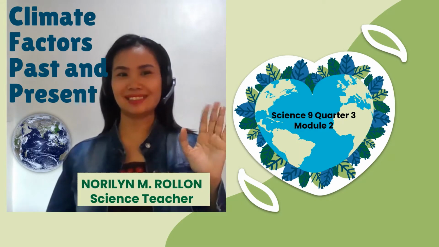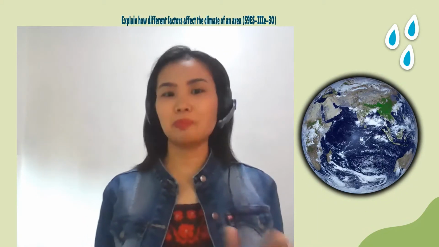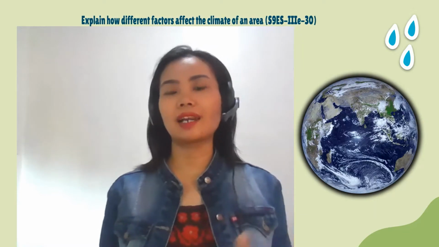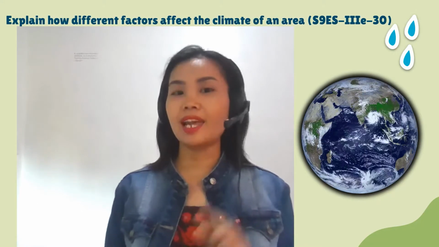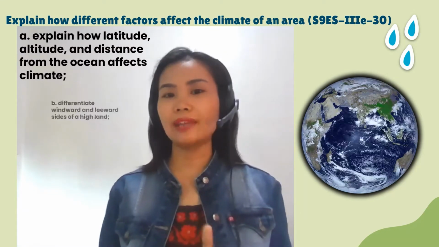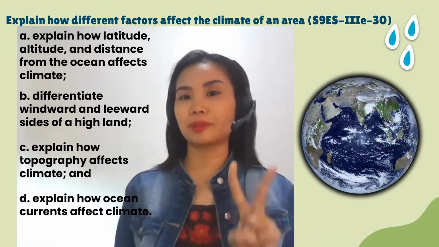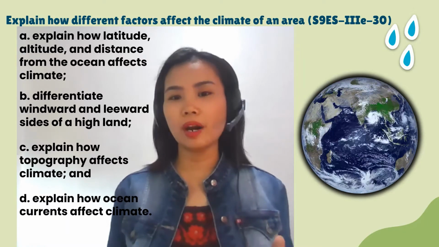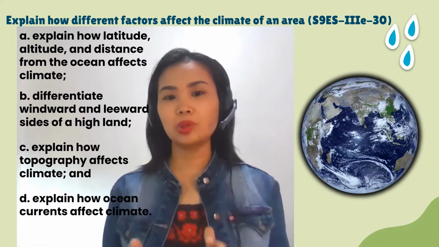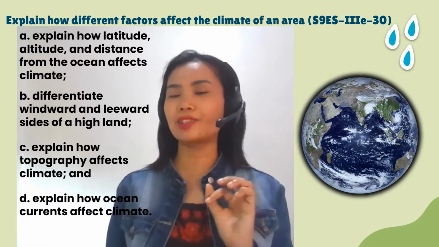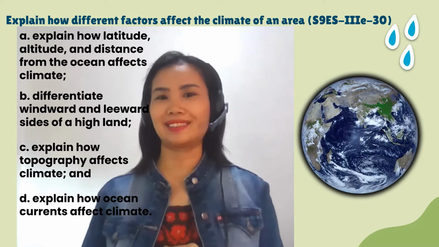So, we have here our most essential learning competency: explain how different factors affect the climate of an area. And we have to attain our specific objectives. Letter A. Explain how latitude, altitude, and distance from the ocean affect climate. Letter B. Differentiate windward and leeward sides of a highland. Letter C. Explain how topography affects climate. And letter D. Explain how ocean currents affect climate.